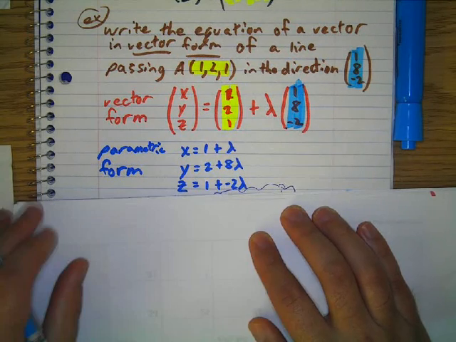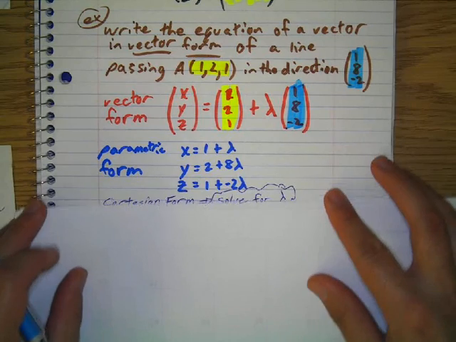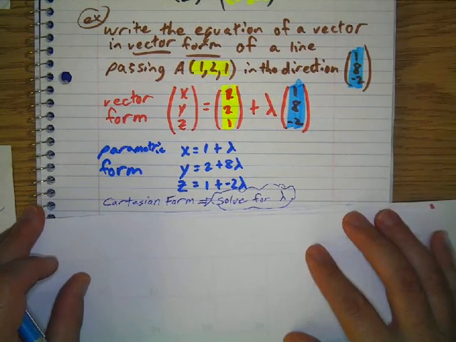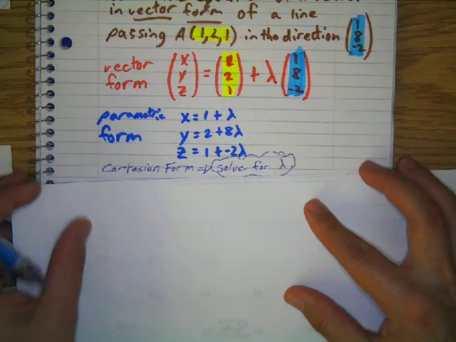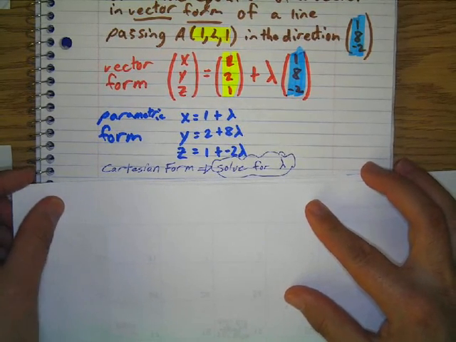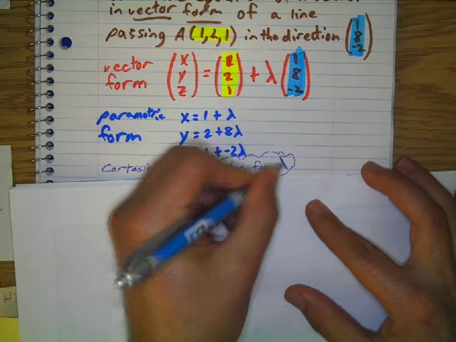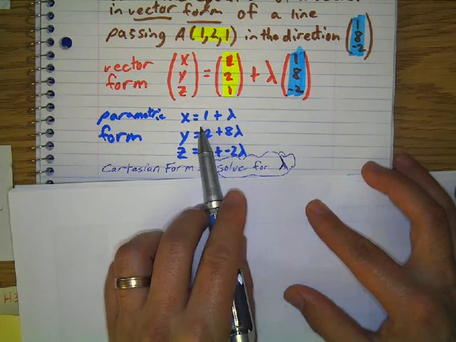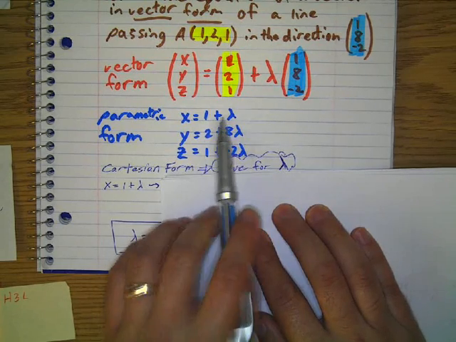Okay. Now the book doesn't ask this, but I've seen other textbooks ask for something called Cartesian form, and I have that in the handout that you're going to be doing for homework. So if I ask you to put it in Cartesian form, basically they're asking you to solve for lambda. So the first equation is very easy. To solve for lambda for x, I simply subtract 1 on both sides.